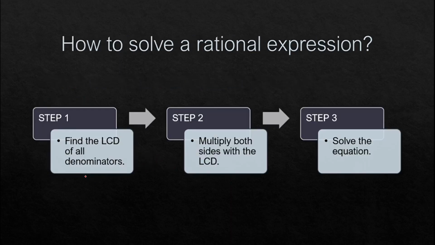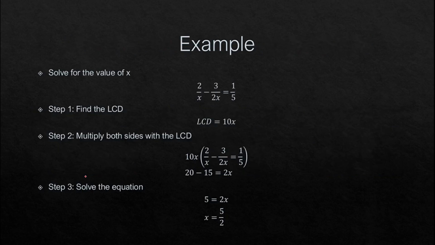How to solve a rational equation? Step 1. Find the LCD of all denominators. Step 2. Multiply both sides by the LCD. And step 3. Solve the equation. Example. Solve for the value of x of this equation: 2 over x minus 3 over 2x is equal to 1 over 5.